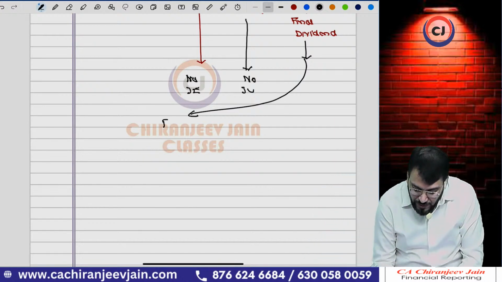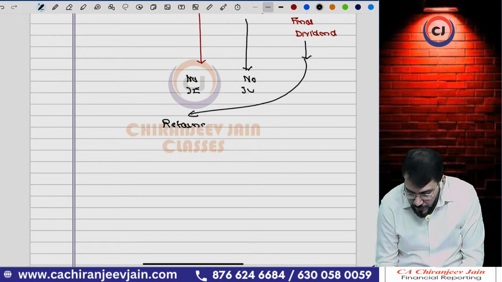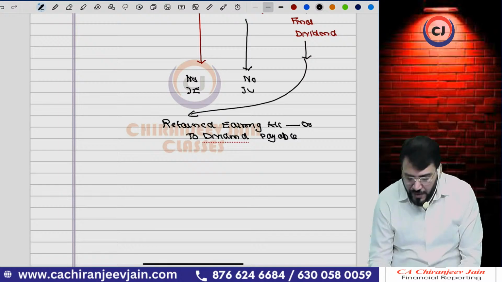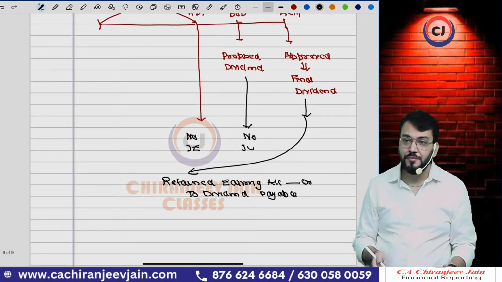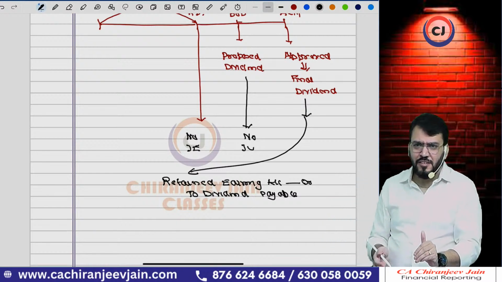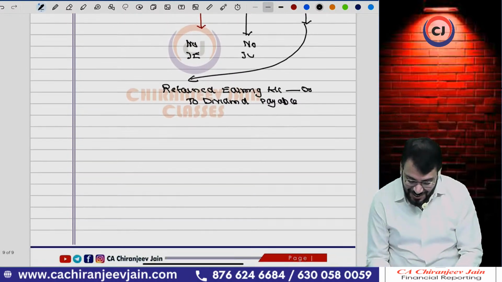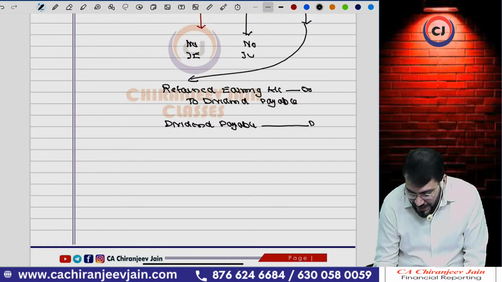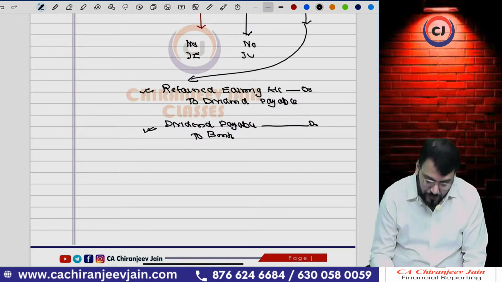So now we always write down: retained earning account debit to dividend payable. And as per Companies Act, once declared, it needs to be paid within 30 days. Then when it is paid, what journal entry? Dividend payable account debit to bank. Understood this journal entry?